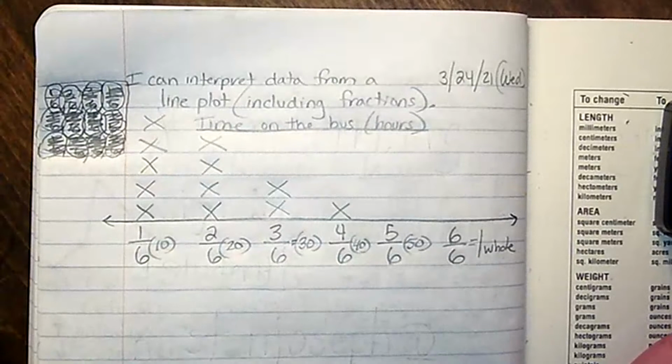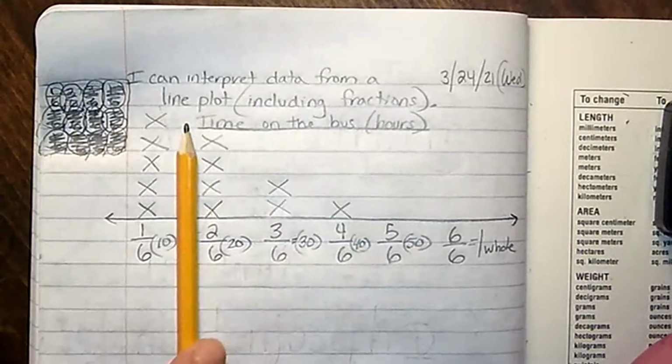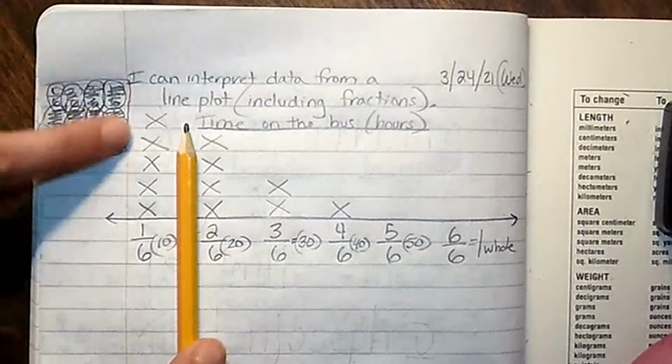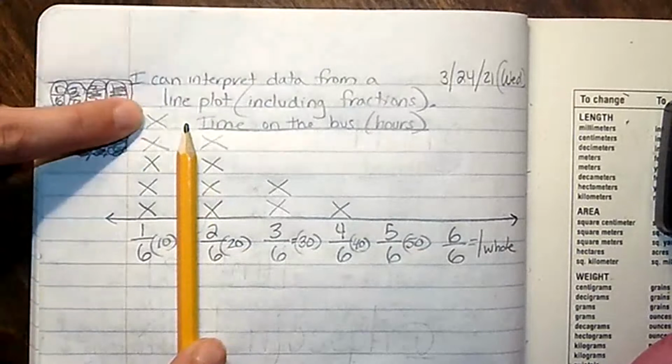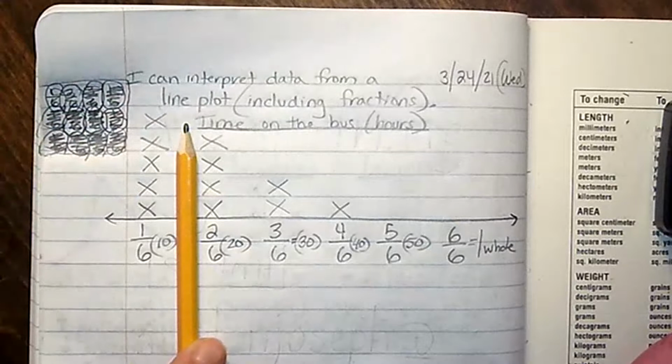How many kids rode the bus for less than 20 minutes? So I'm looking at 20. I didn't say or equal to 20, so it has to be a number smaller than 20. How many rode the bus for less than 20 minutes? 1, 2, 3, 4, 5. 5 kids rode the bus for less than 20 minutes.